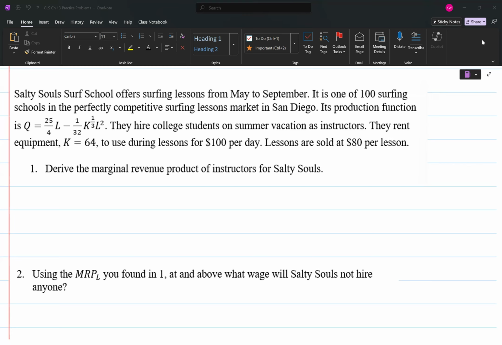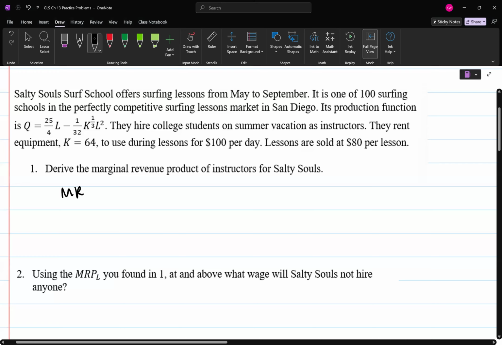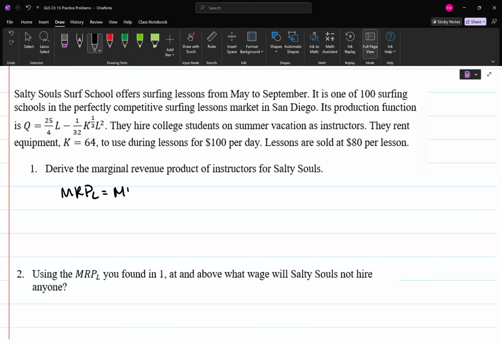So our first practice problem here asks us to derive their marginal revenue product of labor, so for the instructors. To do that, let's go ahead and write the equation for marginal revenue product. Marginal revenue product of labor is equal to the marginal product of labor times the marginal revenue. We know that marginal revenue is 80. And what we just need to find is their marginal product of labor.